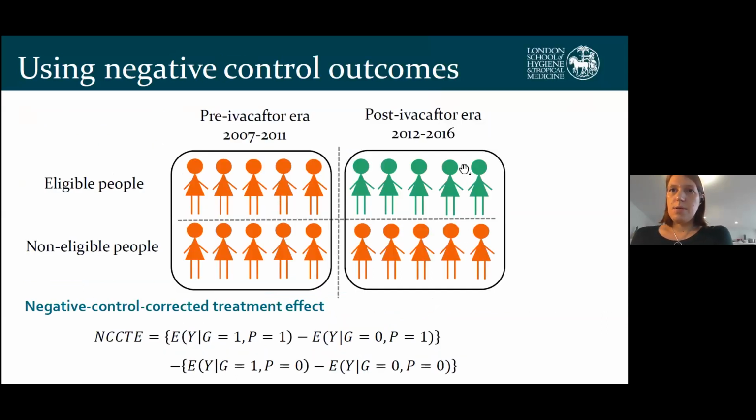So this is just basically a summary of that. Our naive treatment effect compares these people on the right in this diagram. The negative control treatment effect compares people on the left, where we expect no difference due to treatment. There can be no difference due to treatment in these two groups on the left. The only difference we can see there can be due to genotype.